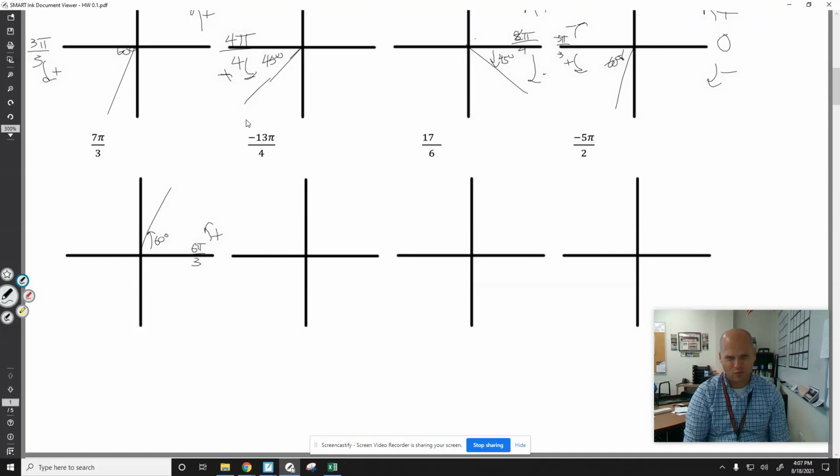Negative 13 pi over 4. What? It's very close to negative 12 pi over 4, right? And then maybe we'll have to add another negative pi over 4.